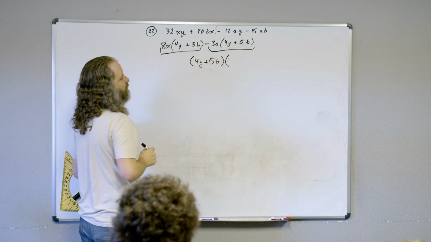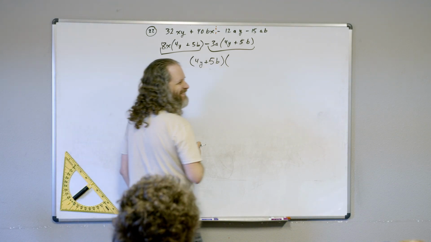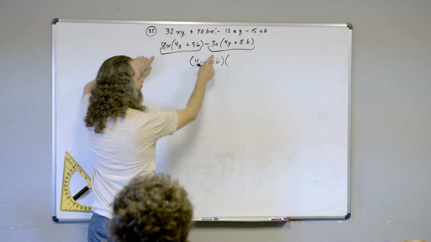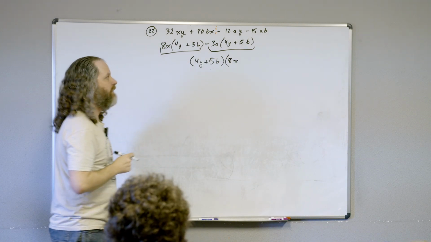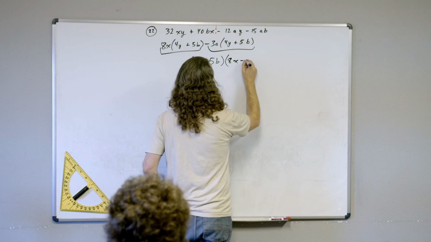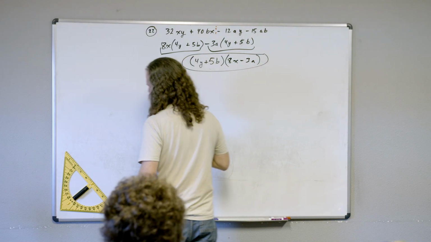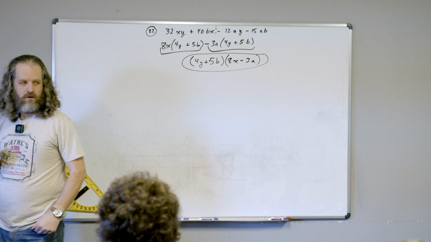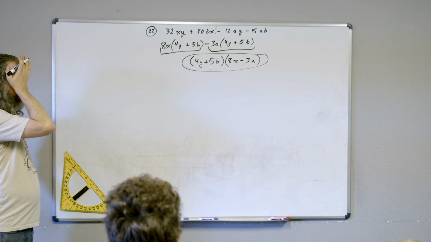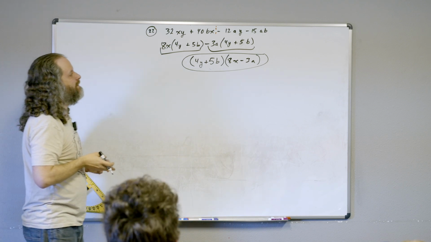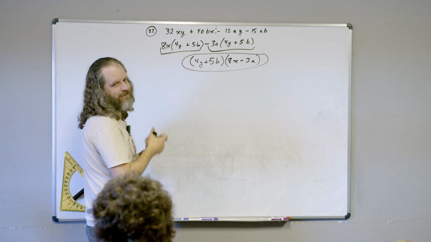What's left in the first one? 8x. And then what's left in the second one? Negative 3a. The book writes it the other way around, which I don't like doing because I like to think about what we're doing and we're factoring out that other one. So I always write it this way.